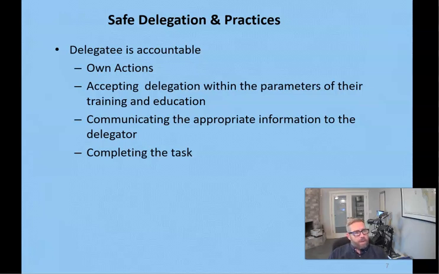Communicating the appropriate information to the delegator. So if something's delegated to me and it's appropriate and I go take it on, I have a responsibility to make sure that the information that comes from that is communicated back to the person who delegated it, because it's going to be important for the patient's care. And of course, making sure the task is completed. That's my responsibility as well if it's delegated to me.